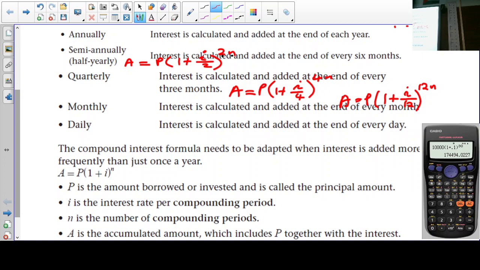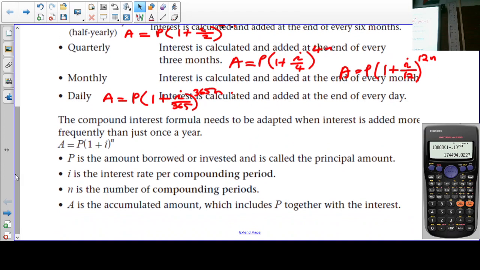How many days are there in a year? 365. So what will the formula be here? A is equal to P into 1 plus I over 365, the exponent 365n. You guys agree with that? You will understand. Alright.